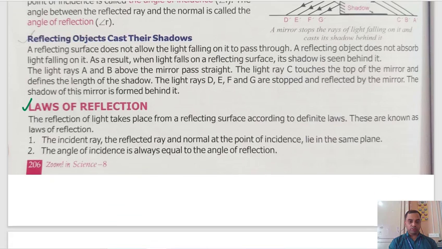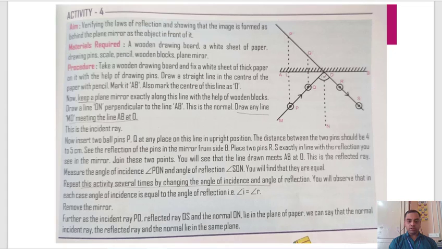And let me read it out. The incident ray, reflected ray, and normal at the point of incidence lie in the same plane. See, as I told you. The angle of incidence is always equal to the angle of reflection. As I told you. Fine. So this is the experiment we should do in the lab.